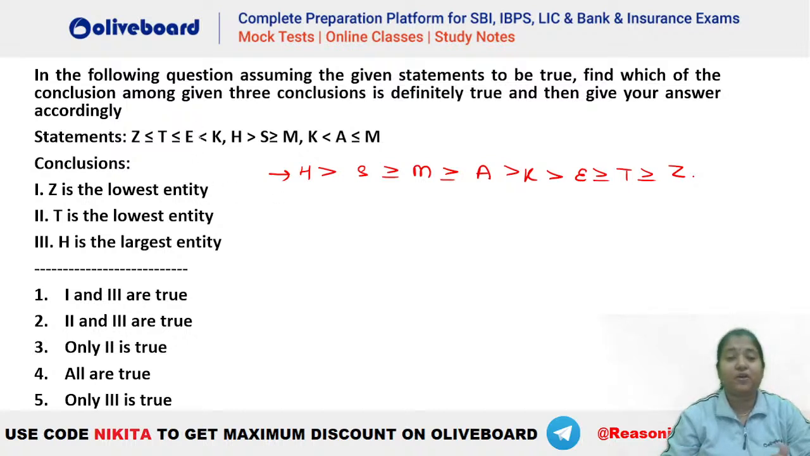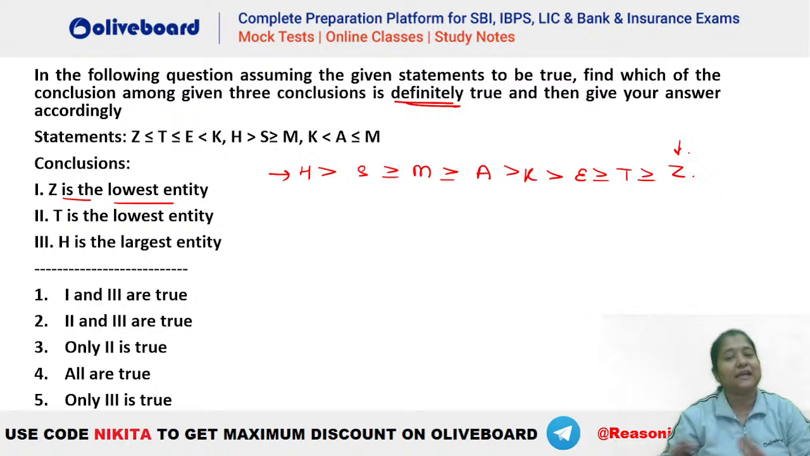Now, which of the following conclusions will be definitely true is the question. That is, out of the 3 conclusions, which of the following will be definitely true? Definitely true means that it can never be false. First one, Z is the lowest entity. You can see Z can be the lowest entity. There is a possibility that T and Z can be equal also, right? Z is the lowest entity is a possibility.